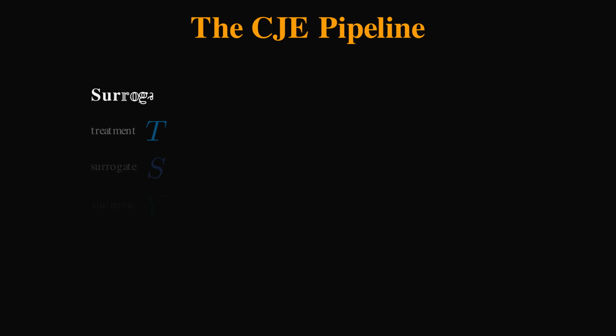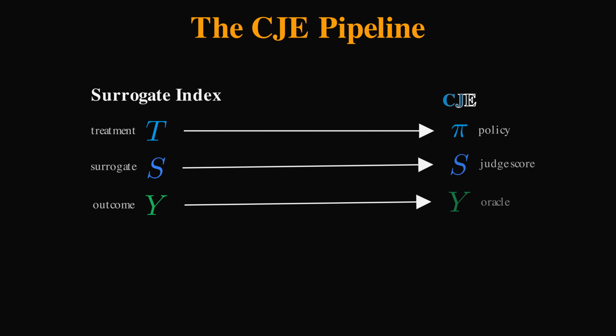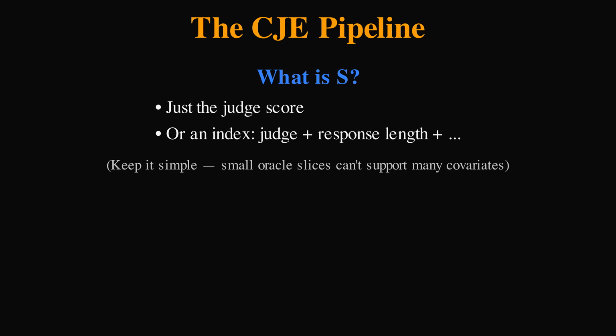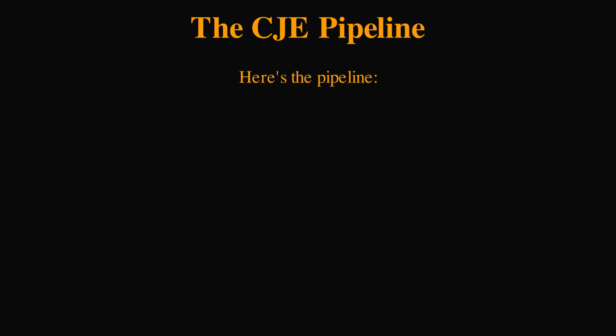Here's the mapping. In Athey's surrogate index, T is the treatment, S is the surrogate, and Y is the outcome. In CJE, pi is the policy, S is the judge score, Y is the oracle. Same structure. So what is S exactly? It can be just a raw LLM judge score, or it can combine the judge score with other cheap features like response length. But keep it simple. Small oracle slices can't support many covariates.